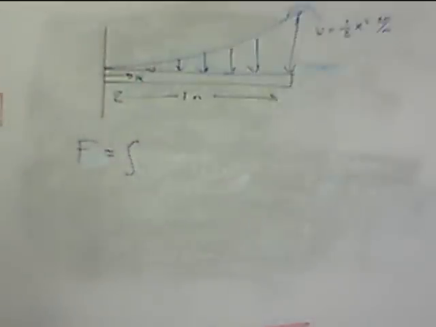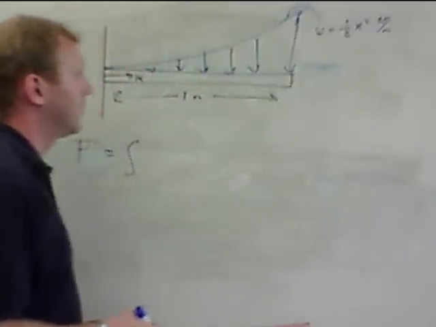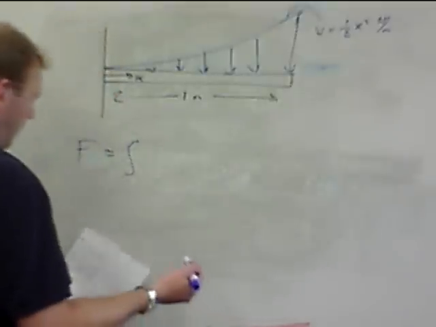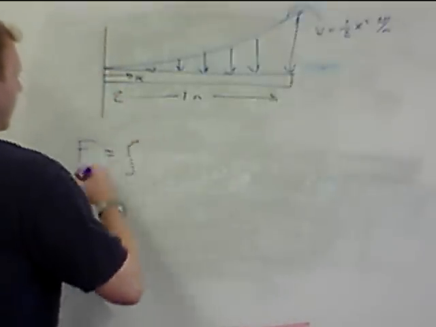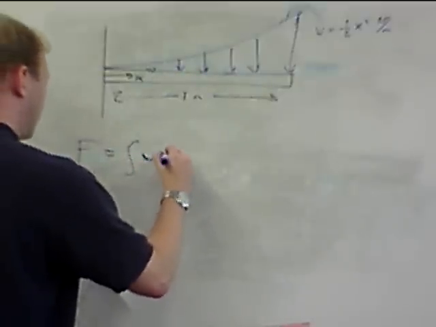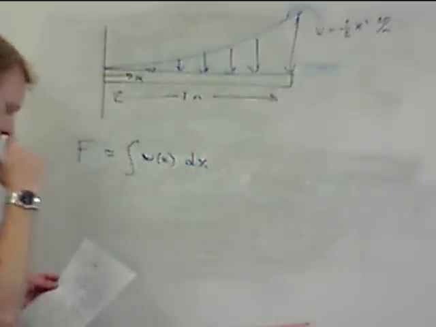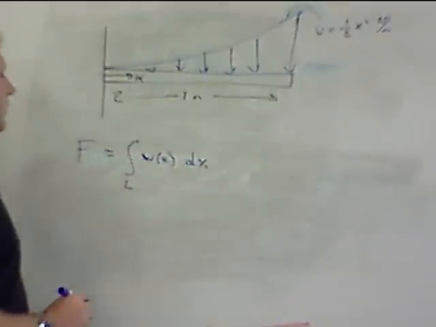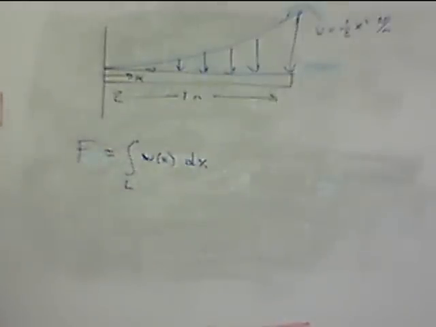I don't know why they use W for distributed loads, but maybe it's for weight. But they do typically use W for distributed loads, at least in our textbook. So W equals the integral from one end to the other of W of x dx. This is integrating over the length of the distributed load. For this case, it's really not hard.